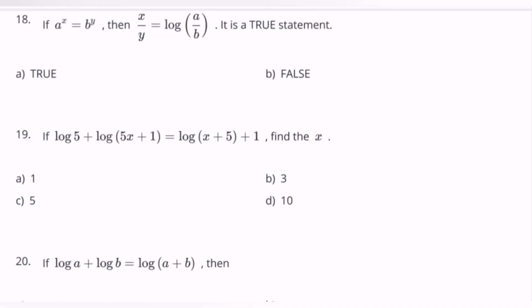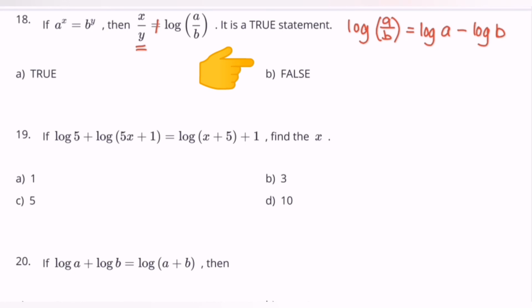Referring to the right hand side, we have log base 10 of A over B. From here, making use of the logarithmic subtraction identity, we will have log base 10 of the value A minus log base 10 of the value B. So here is the situation for the right hand side, and we can see that it is not the same. The question mentioned that this is a true statement, and we can see that it is not equal. So the answer for question 18 will be a false statement.